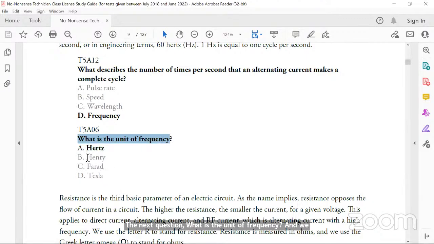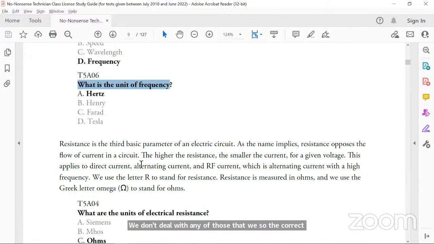The wrong answers here: Henry, Farad, Tesla. We didn't deal with any of those, did we? So the correct answer is the hertz. Once you hear frequency, frequency is given in hertz.